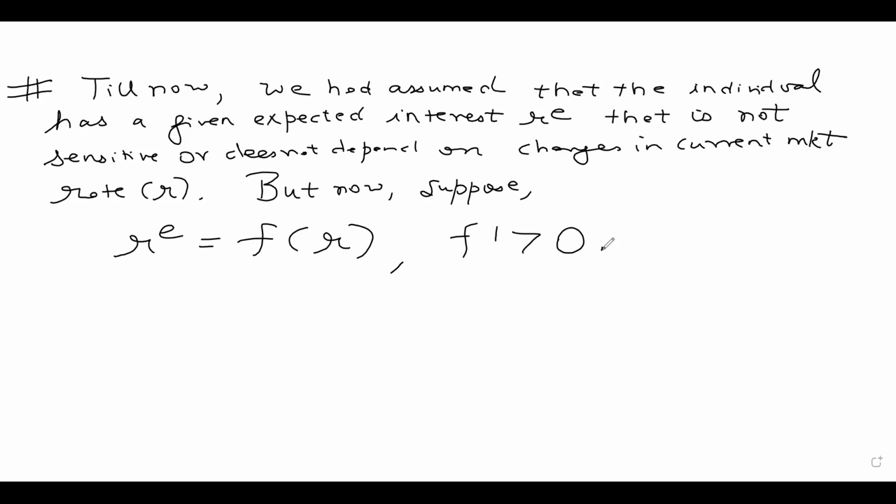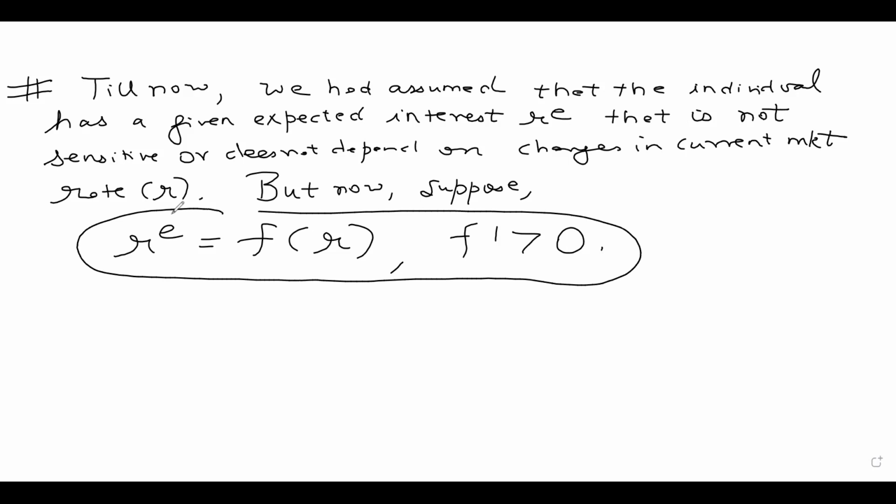Now students should not confuse this with regressive expectation. Remember, I am once again repeating what is meant by regressive expectation in our model. It simply means that when the actual rate of return goes above the long run average, the individual expects that in the future the actual rate of return is going to fall back to the long run average. That was regressive. But what is this telling you? This is telling you that till now we had assumed that the expected rate of return does not depend upon the actual rate of return.